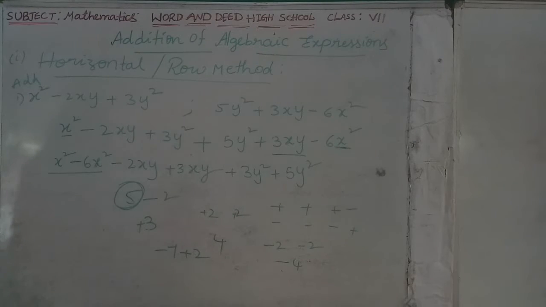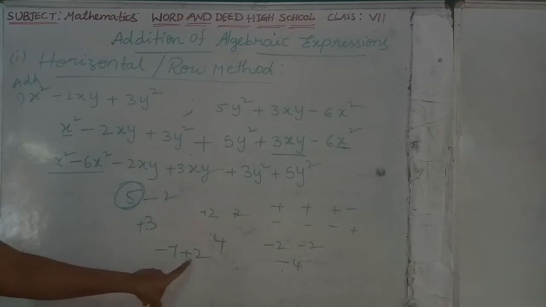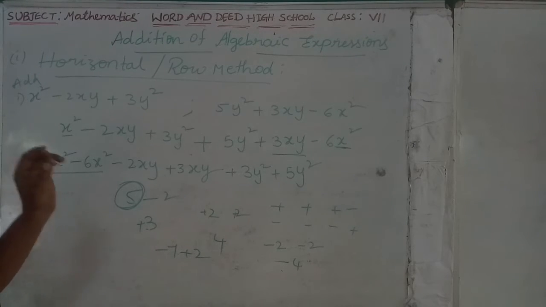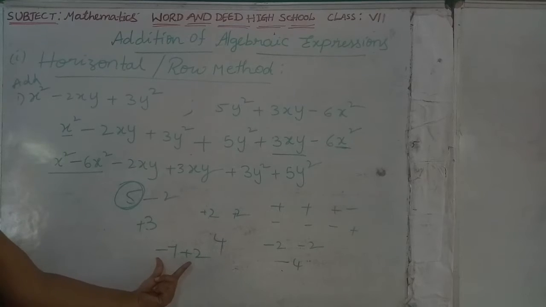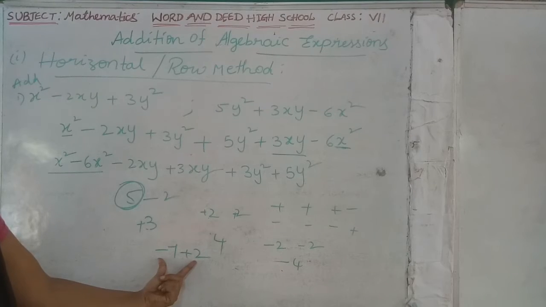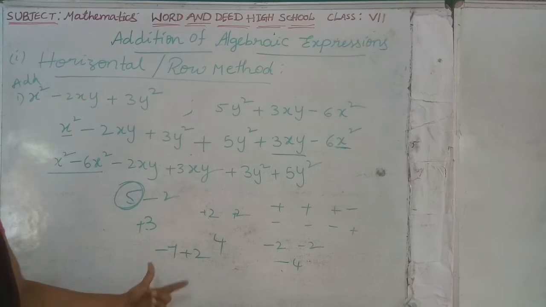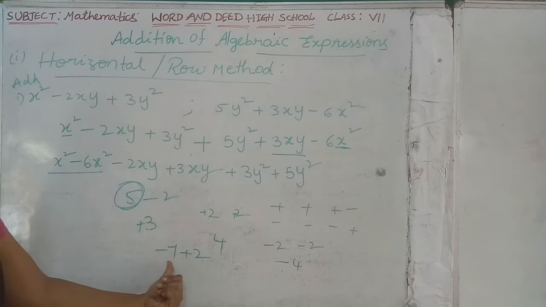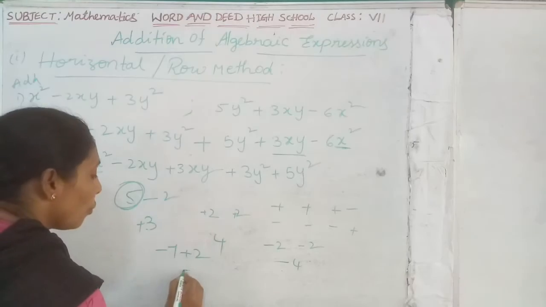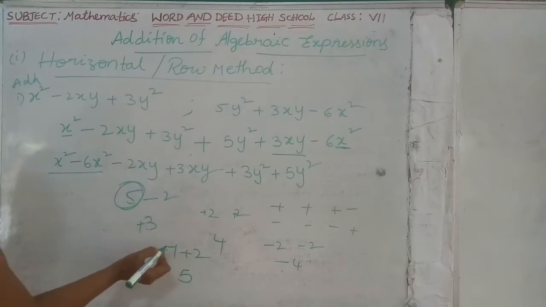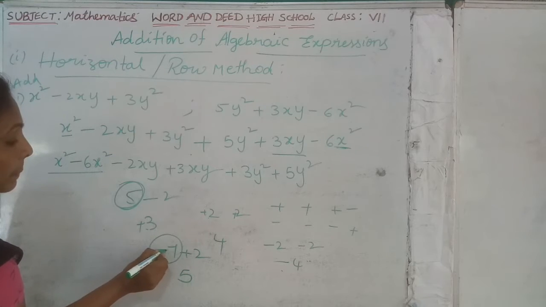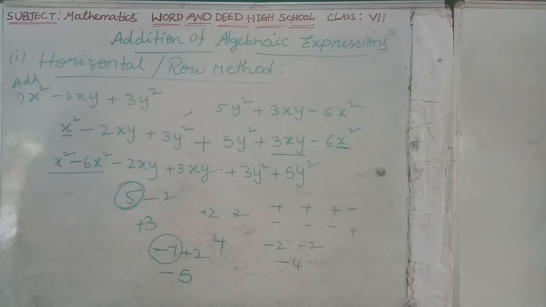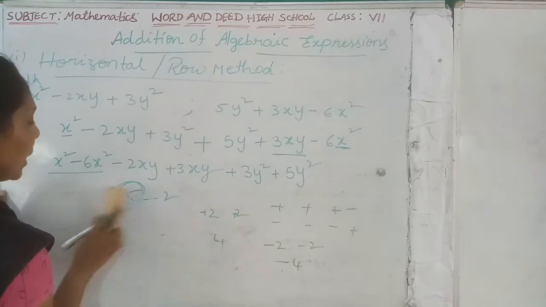Suppose minus 7 plus 2. Here also one is positive and one is negative, so we subtract, bigger number minus smaller number: 7 minus 2 is 5. But in front of the bigger number, whatever symbol we have, that symbol we write in the answer. So you can easily remember this, children, and use it here.